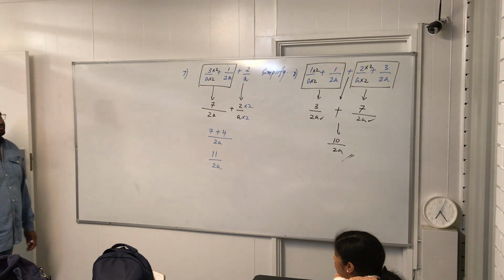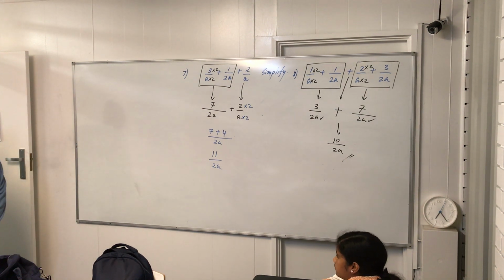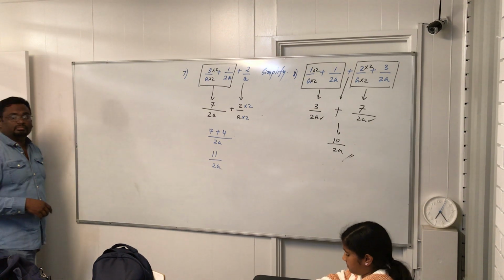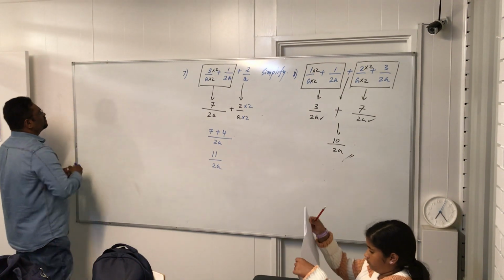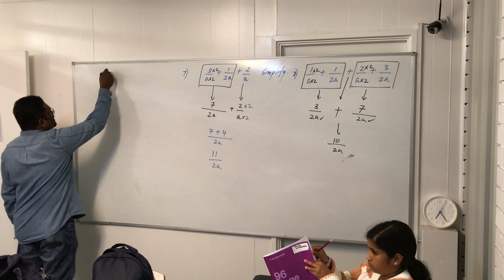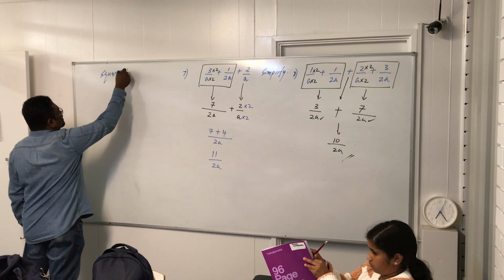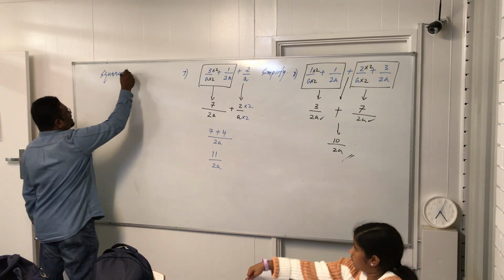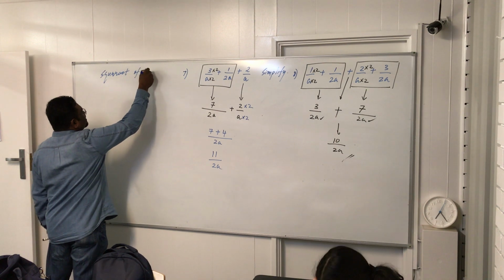Okie dokie. Any other questions? Before you leave, I will teach you one extra thing, one extra thing that will help me to teach you the next part of this lesson. Write down the topic: square root of numbers. Say it again: square root of numbers.